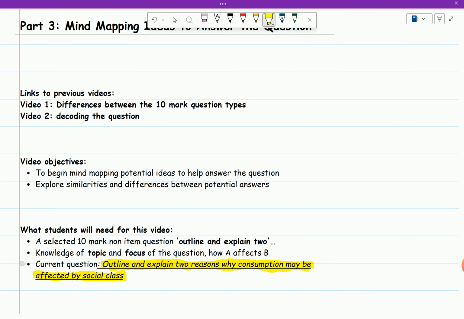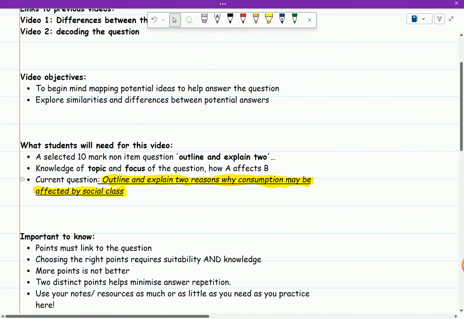You also need to have knowledge of what the topic and focus is of the question, so essentially how A affects B. So the topic in this one is consumption, and then the focus is social class, because social class is affecting the type of consumption we have. But we need to have the knowledge of the topic. We need to know what consumption is, but then the focus is going to be social class and the differences there. So if you have those 2 things, if you have the knowledge and the question, you are more than welcome to continue following this video and this guidance.